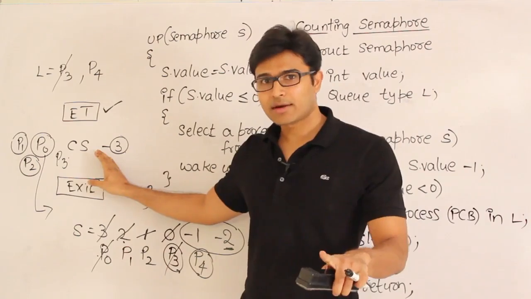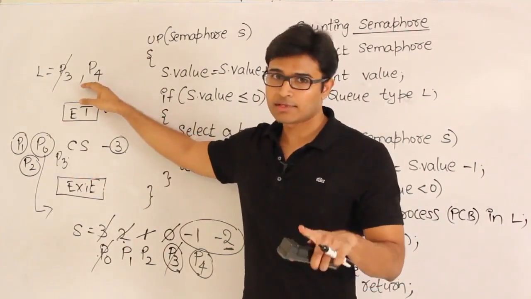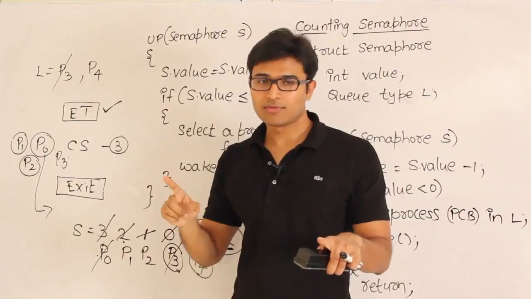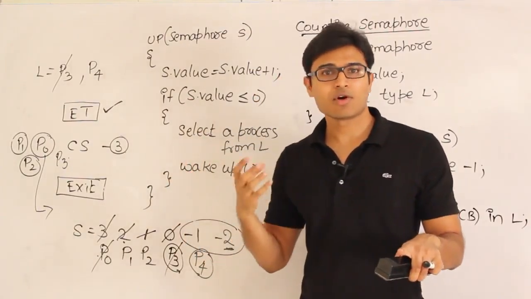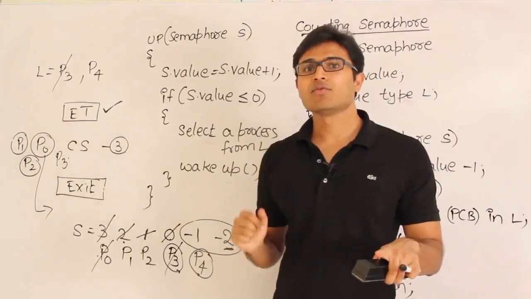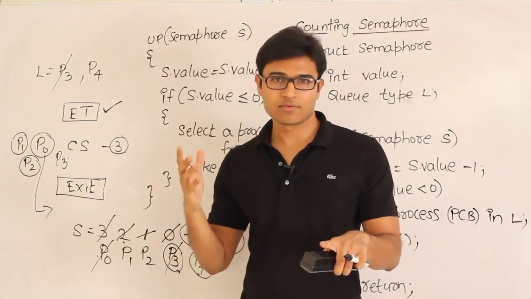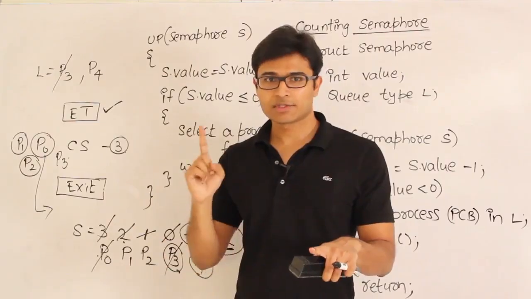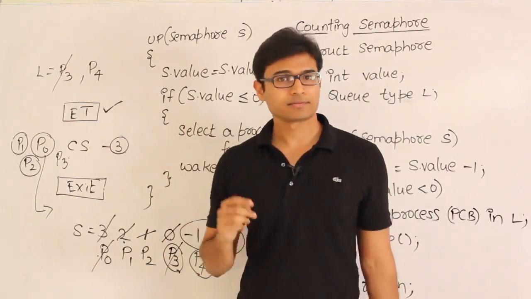So mutual exclusion is guaranteed in case you set the value of the semaphore as 1. In counting semaphores, we generally have a semaphore value greater than 1, which means we don't really want mutual exclusion. But in case you want mutual exclusion, then you can set the semaphore value as 1, and therefore mutual exclusion is guaranteed, progress is guaranteed, and even bounded waiting is there.